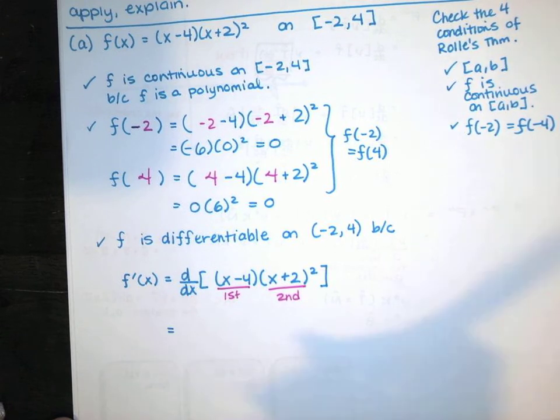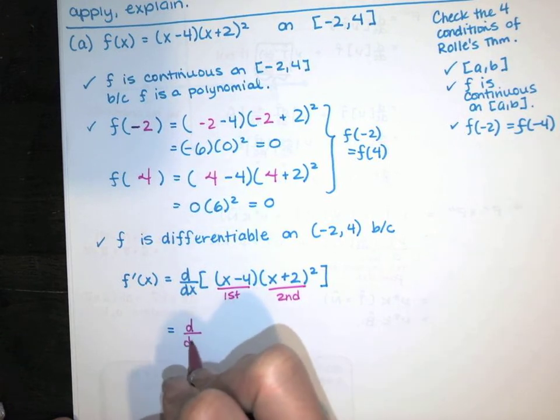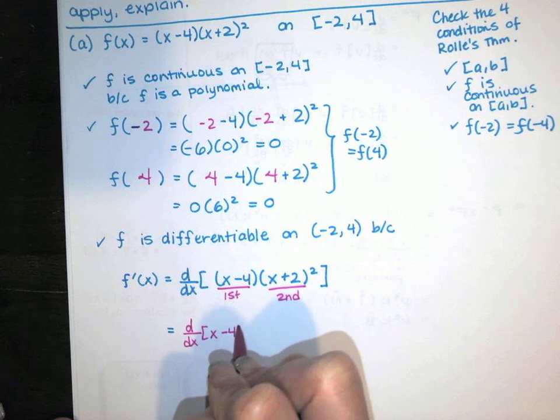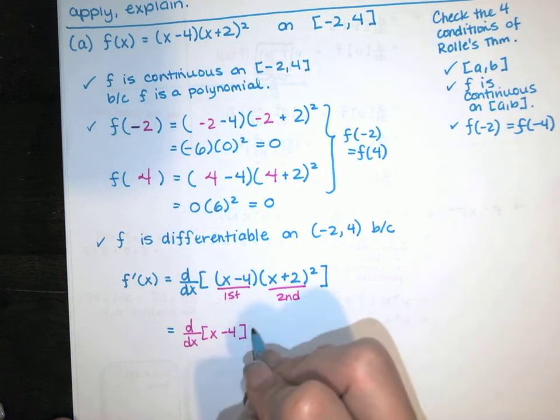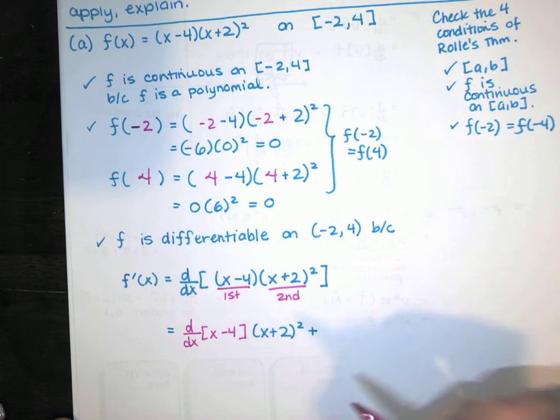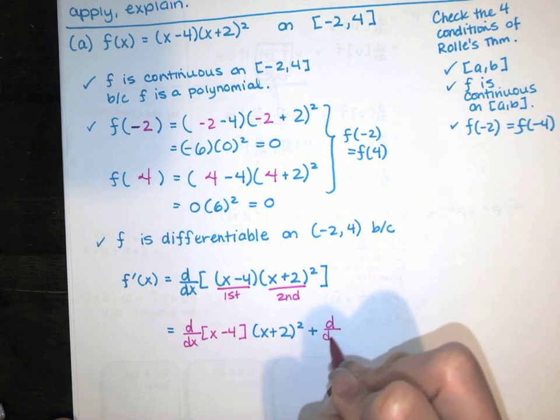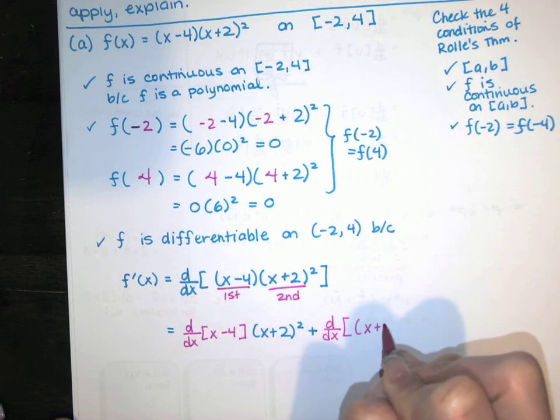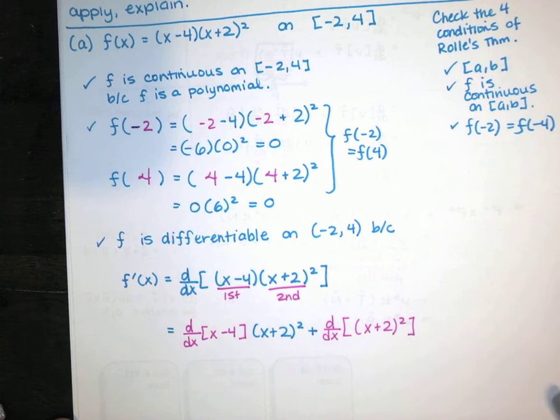So I'm going to call this my first function and this my second function and apply the product rule. The derivative is the derivative of the first function, and then we multiply by the second function, undifferentiated. And then we add the derivative of the second function times the first.